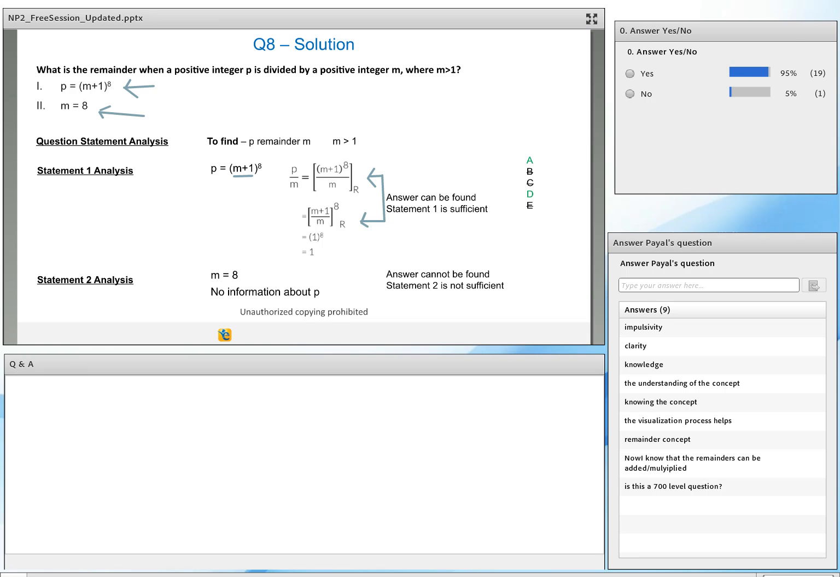Now, this is a 700 level question. Your responses to this question earlier showed that only 25% of the class selected the correct answer. But now that you've been equipped, this is what I want you to understand. What makes a question a 700 level question? Fewer than 50% of all the test takers can answer that question correctly. That is what defines a 700 level question.